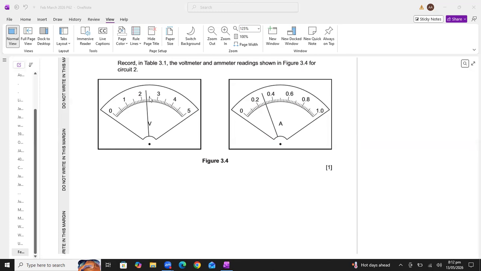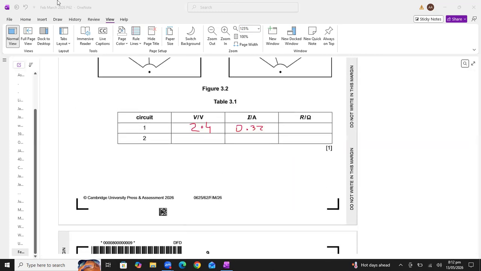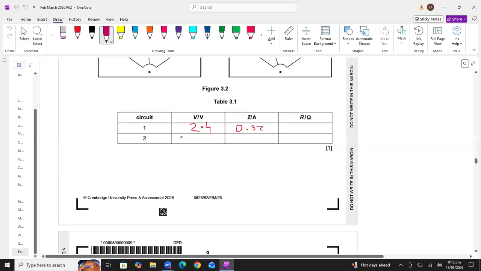So the middle line is representing 2.5 volt and each small line is representing 0.4 volt. So it means, students, we are getting 2, 2.1, 2.2, 2.3. So here we are getting 2.3 volts. We have to record the reading in the table. So let me record here, students. We are getting the reading of circuit 2, 2.3 volts.